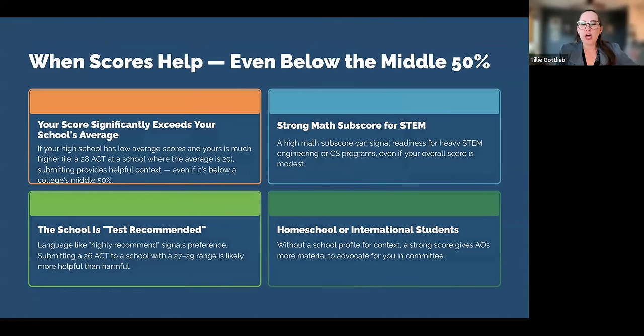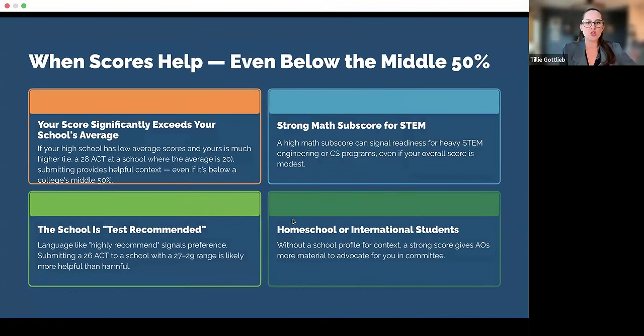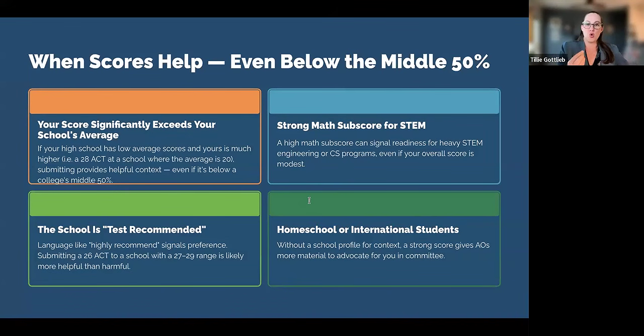So when do scores help even if they're below the middle 50%? Again, the nuance with all this. So your score, let's say you are at a school and you could know this from the school profile or the website for your own high school. They usually are reported on the school profile. You may have to ask your counselor, just as Tom and I were saying.